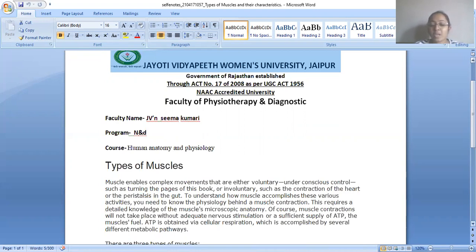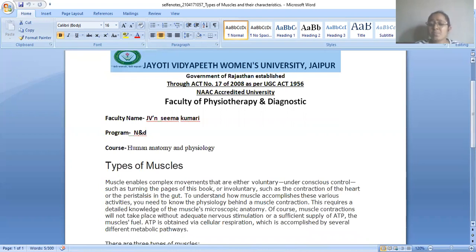On that basis we can classify the muscles into two types, voluntary muscles and involuntary muscles. So on the basis of their controlling action, they are classified into two types: voluntary muscles and involuntary muscles.